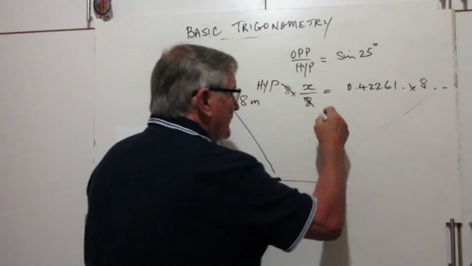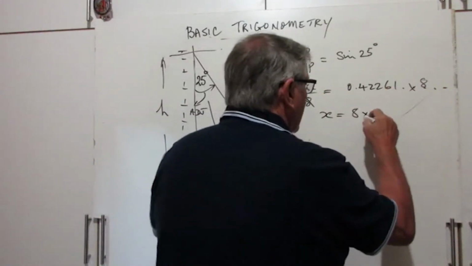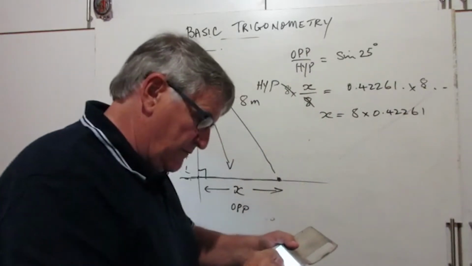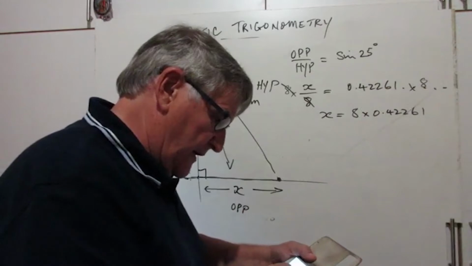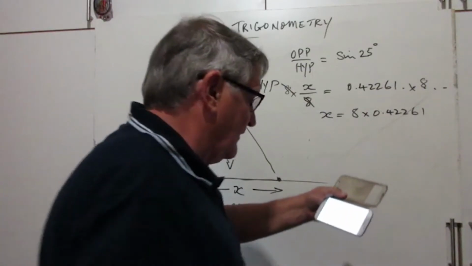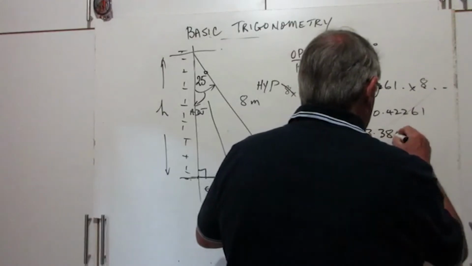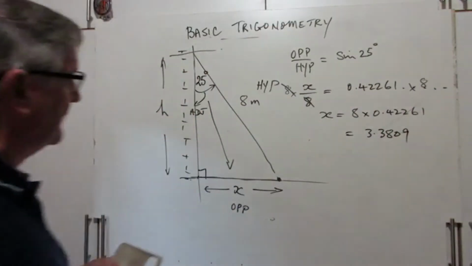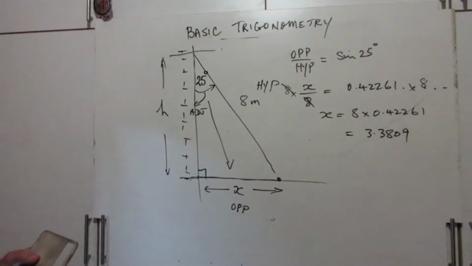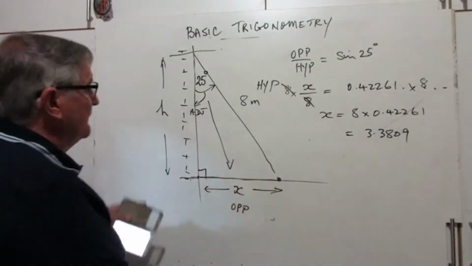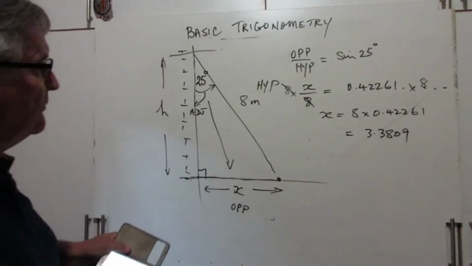The 8's disappear. X is equal to 8 times 0.42261. So I'll just simply multiply my answer here by 8 and I get 3.3809. Okay, looks about right. Nearly 3.4 metres here.